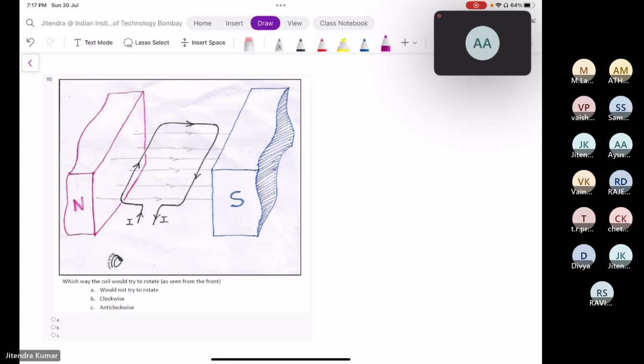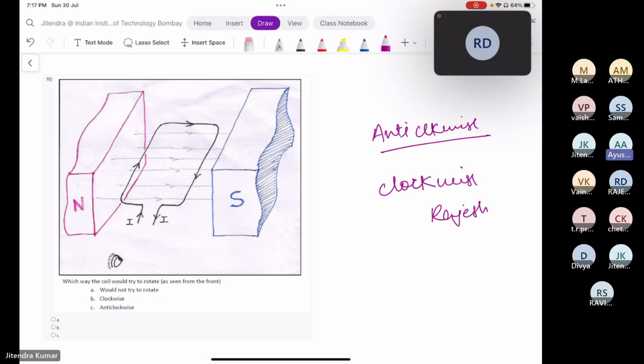Anti-clockwise, sir. Anti-clockwise. Okay. Clockwise direction, sir. Clockwise by Rajesh. And one more, who told? Ayush told anti-clockwise. And one more person responded clockwise. Who was that? Ravidas. Okay, so we will see. First, Ayush, you go ahead with your justification for anti-clockwise.